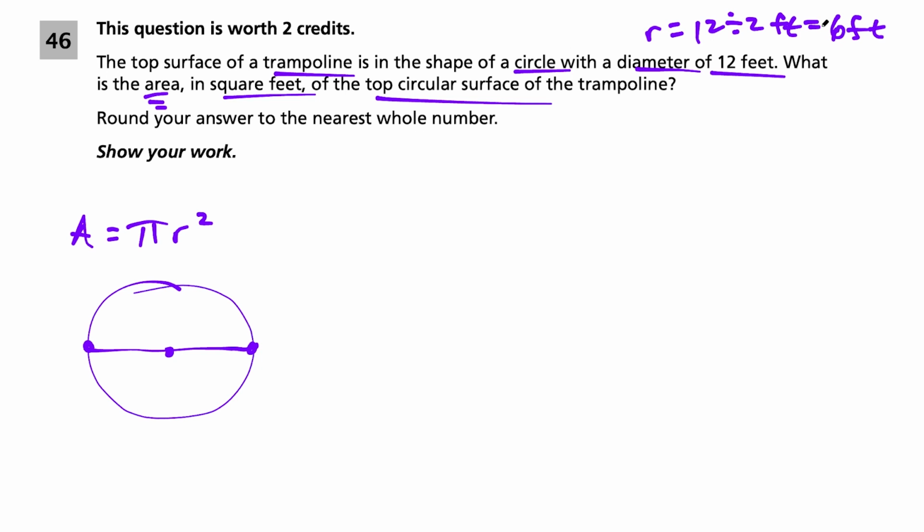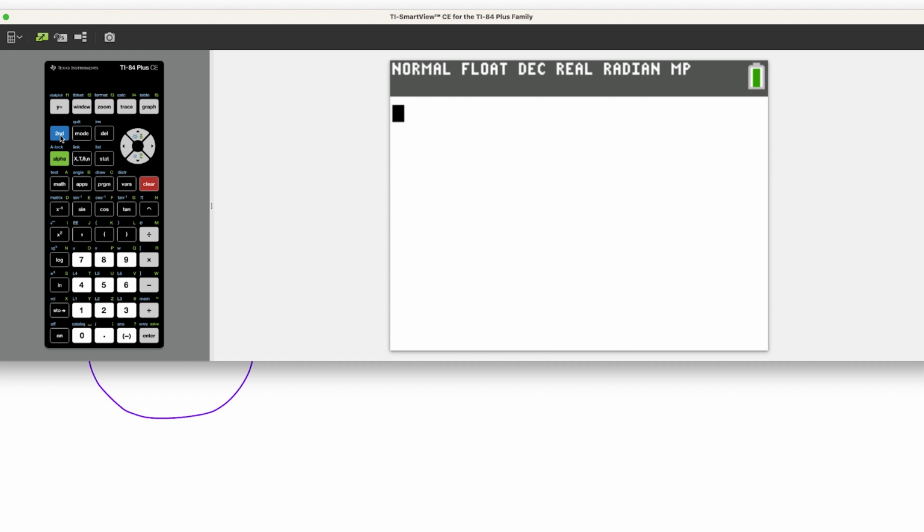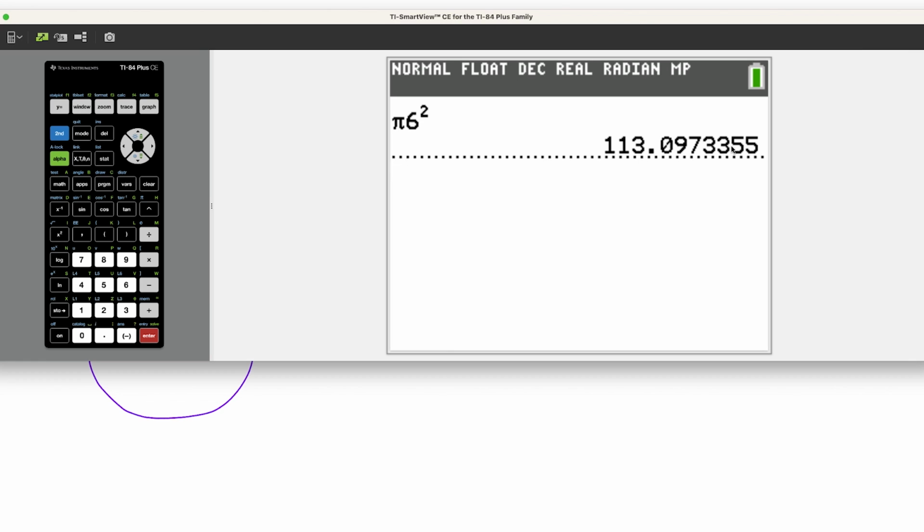Okay, so that's our radius, 6 feet. And if you think about it, if I label each of these as 6 feet, you can see the distance from one end to the other would be 12 feet, which would represent the diameter. So now I just plug in. I have pi times, and I have 6 feet, and I'm squaring it like this. So the area equals, we have pi, so we're going to press second and then this up arrow here to get the pi. And it was 6 squared, so we're just going to tack on 6 squared like this. And then 36 times pi gives us this number.